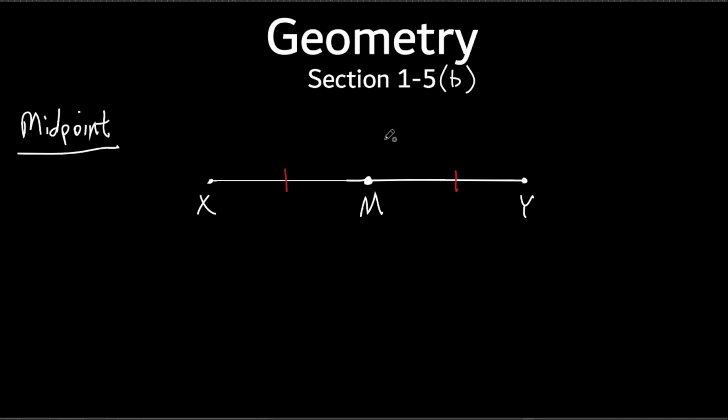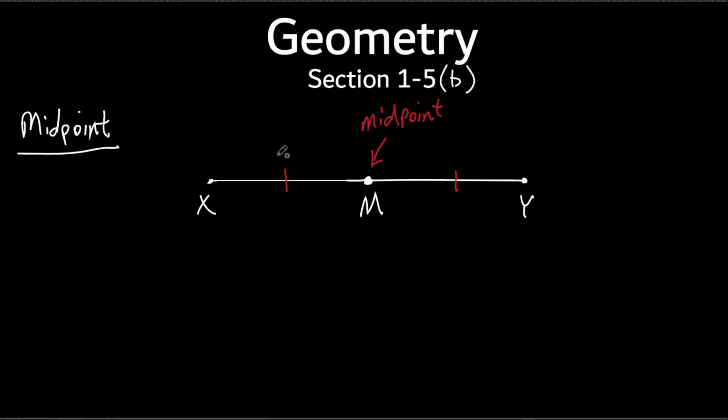So M is the midpoint, okay? Because it's the point that's in the middle. But again, technically, that's not the definition. We don't use the word middle for the definition. The definition says M is the midpoint if it divides this line segment into two equal line segments. That's basically what it says, okay? I'm not going to make you memorize definitions or anything, but know what it is, know what it does.